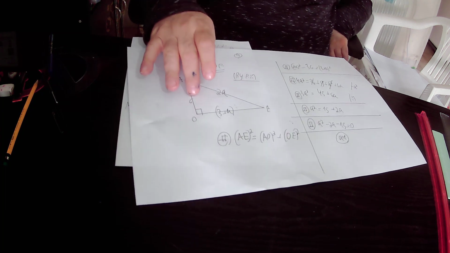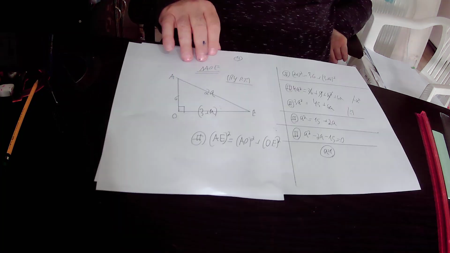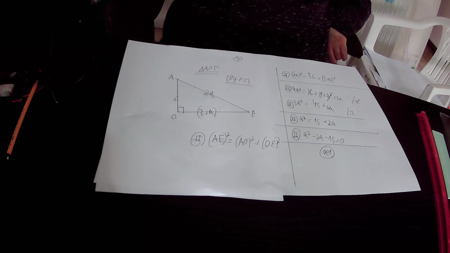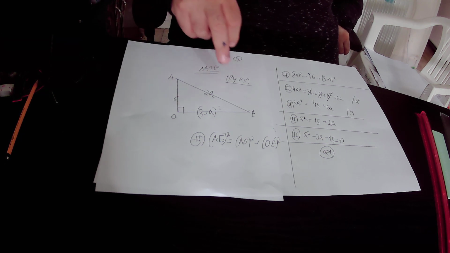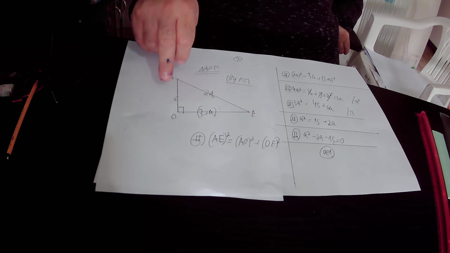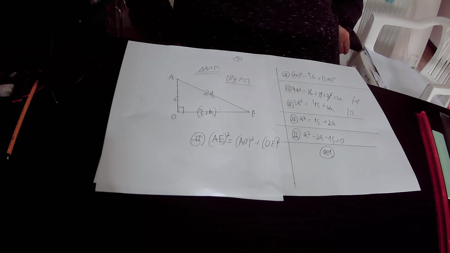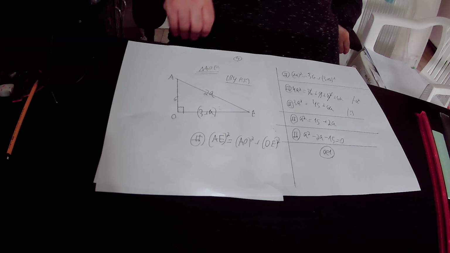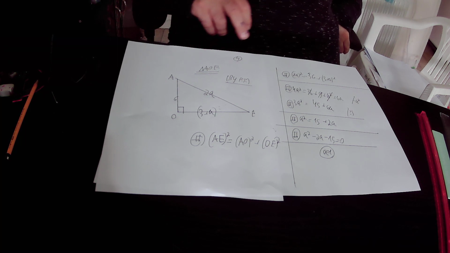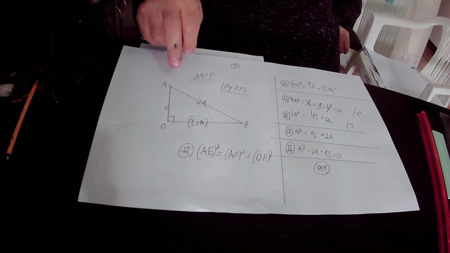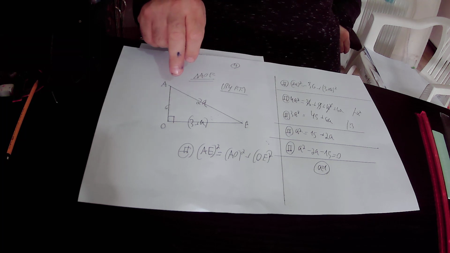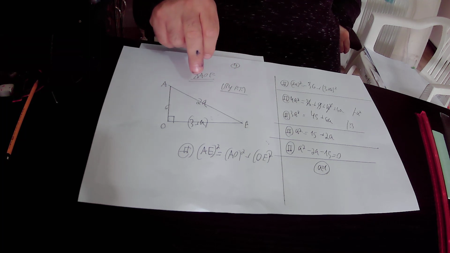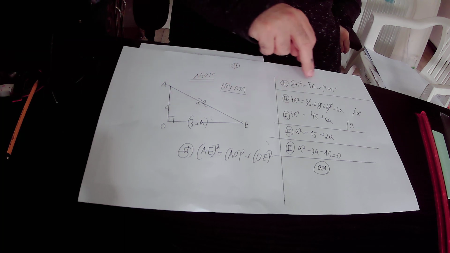This is a right triangle, with a 90 degree angle, so we apply the Pythagoras theorem on triangle AOE. According to the Pythagoras theorem, the square of the hypotenuse equals the sum of the squares of the other two sides. That is to say, AE squared equals AO squared plus OE squared. AE equals 2A, so AE squared is (2A) squared, and it is equal to AO squared. AO is 6, so AO squared is 6 squared, this is 36, plus OE squared. OE equals 3 plus A, so OE squared equals (3 plus A) squared.